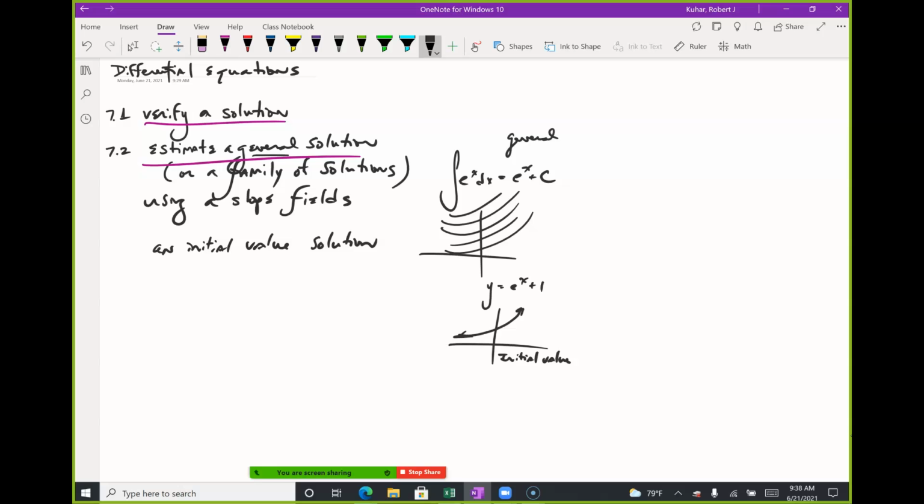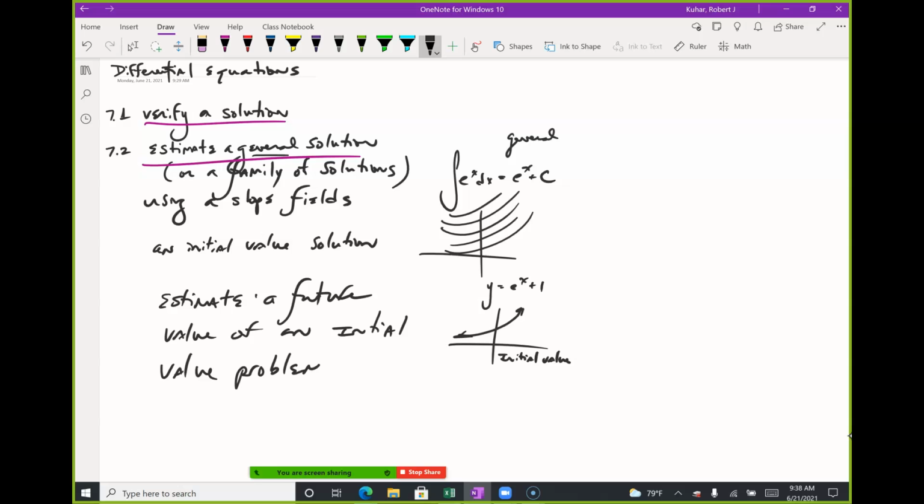Our next one is estimate a future value of an initial value solution using a numerical method by Leonhard Euler, or Euler, I don't care what you say, by using Euler's method.